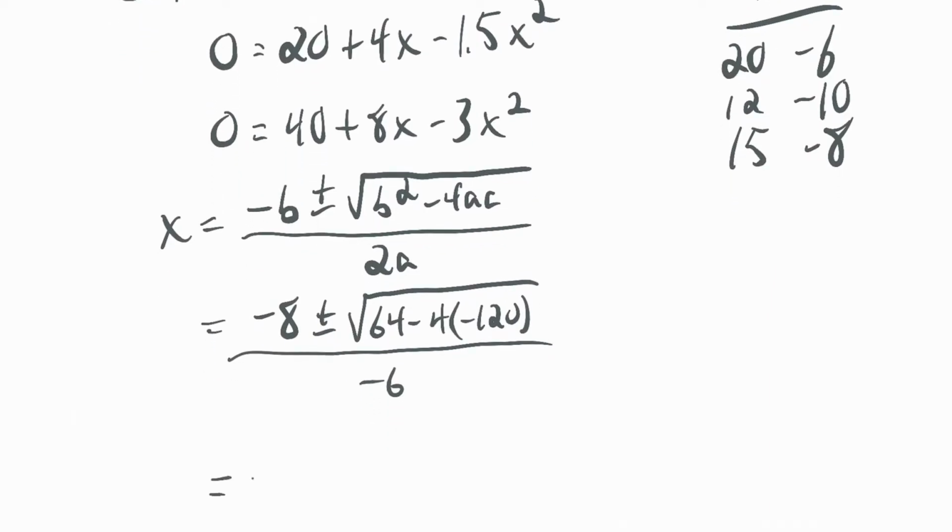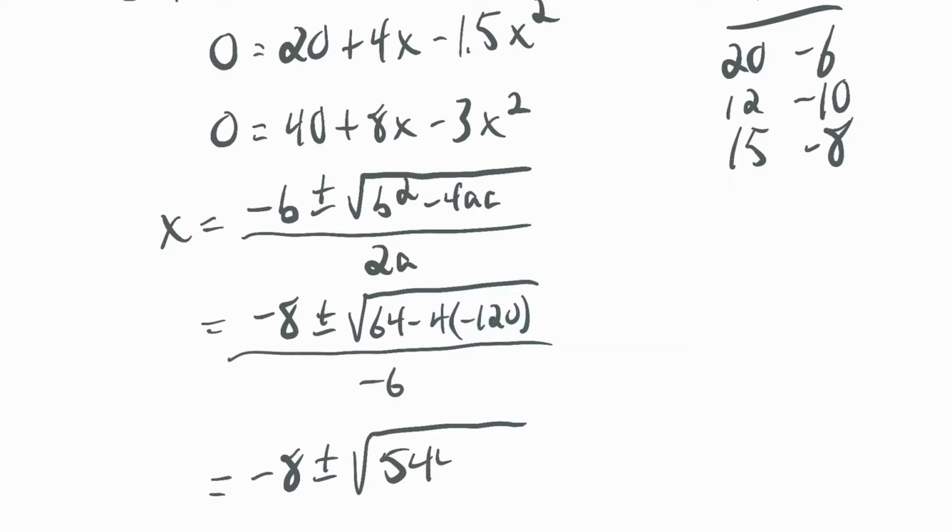So, negative 8 plus or minus the square root. So this is a 480. It's positive 480, right? So plus 64 would be, what is that, 544, I think? Let's get a calculator and check. I think that's right. 4 times 120 plus 64. Yeah, 544. Okay.